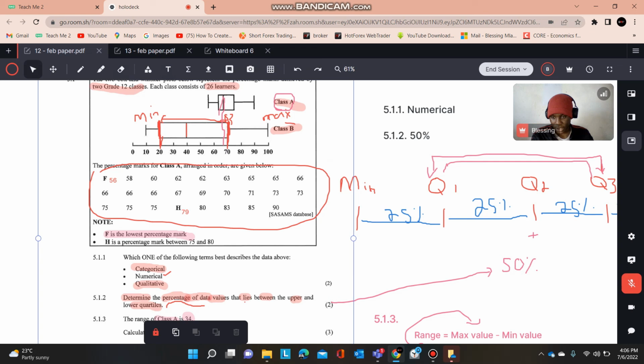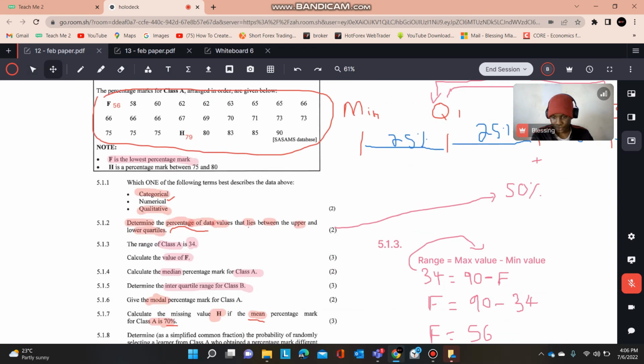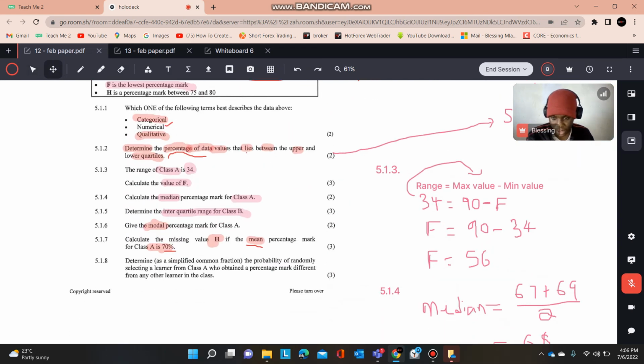Yeah, so we have our age now, and then we can go to 5.1.8. They say determine as a simplified common fraction the probability of randomly selecting a learner from class A who obtained a mark different. So we're looking for a simplified common fraction, maybe 1 over 3, 1 over 2, 1 over whatever it can be, of randomly selecting.